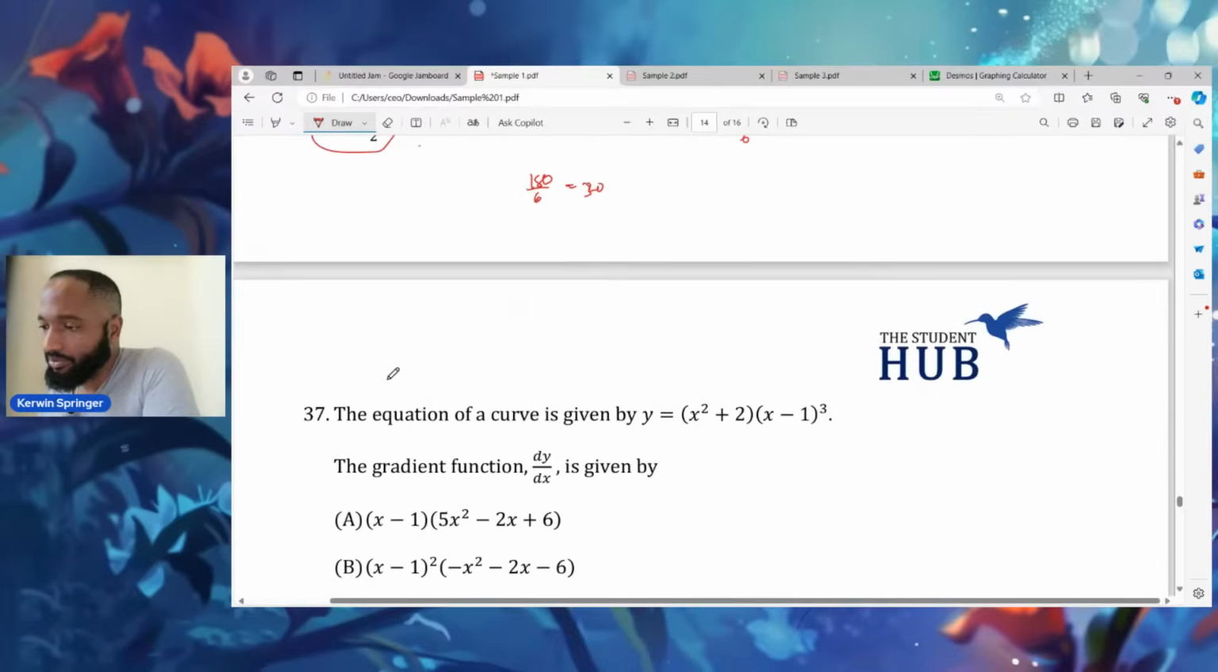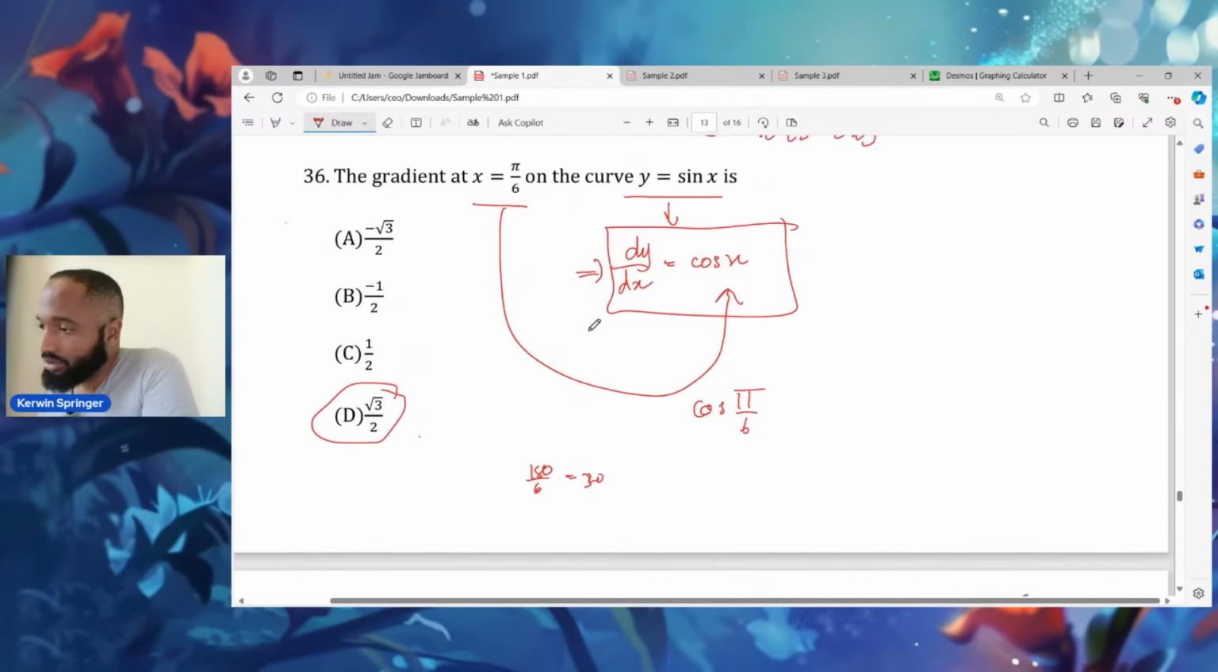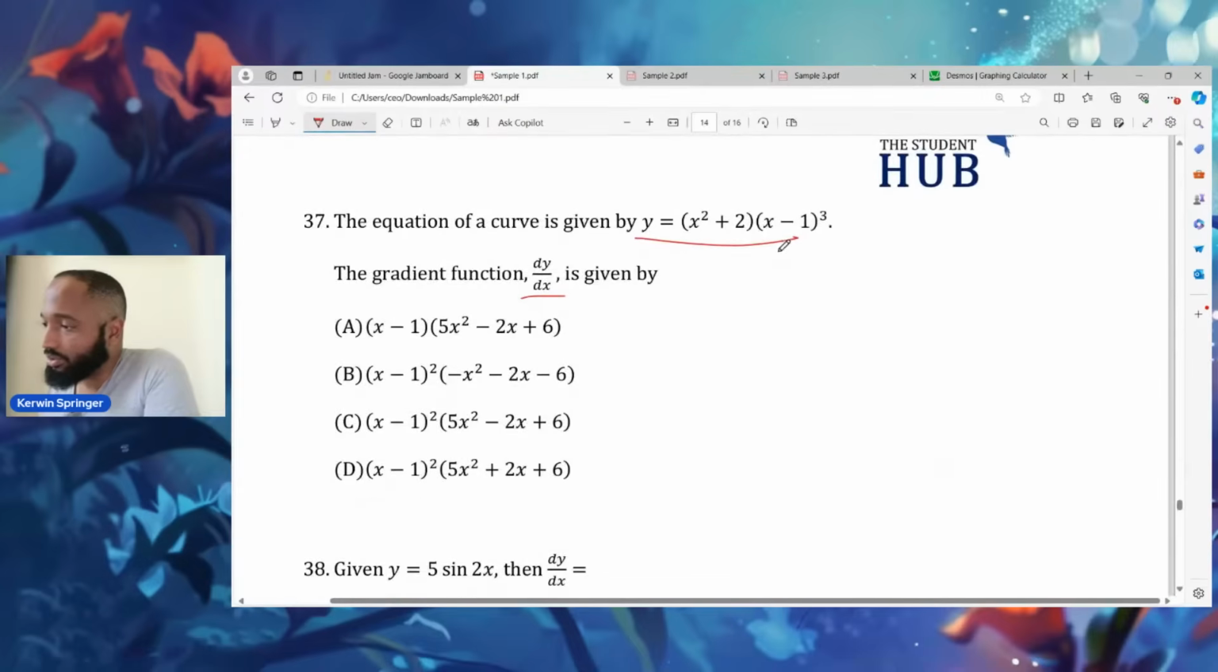Yeah, d. So the equation of a curve is that the gradient function is what? Once again, you can do the definite differentiation style and substitute a number and check the same number in all the answers and see if you get it.